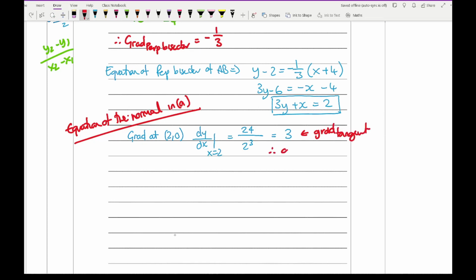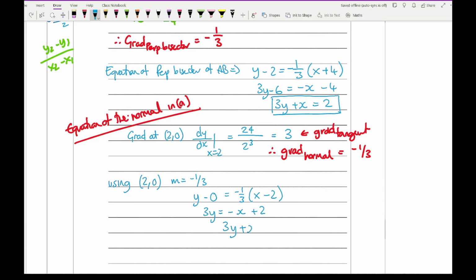So therefore the gradient of the normal is going to be the reciprocal of that, which is going to be -1/3. So then using (2, 0) and m equals -1/3, I get y minus 0 equals -1/3 (x minus 2). Then doing a bit of rearranging, I get 3y equals -x plus 2, and then 3y plus x equals 2. And you can see that these two equations here are the same.